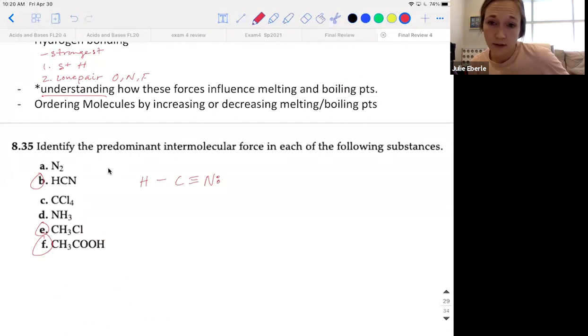Hydrogen carbon bonds are nonpolar, but the carbon nitrogen bond is polar. Polar bonds right there, that triple bond. So we draw a dipole in, pointing towards the more electronegative side. So we've got the partial positive on the carbon, and a partial negative on the nitrogen. So this is a polar molecule, so the dominant force there would be dipole-dipole.